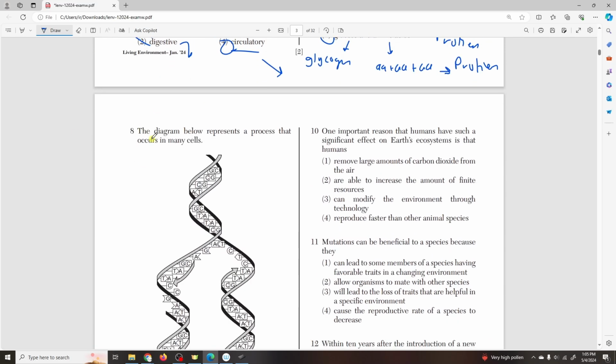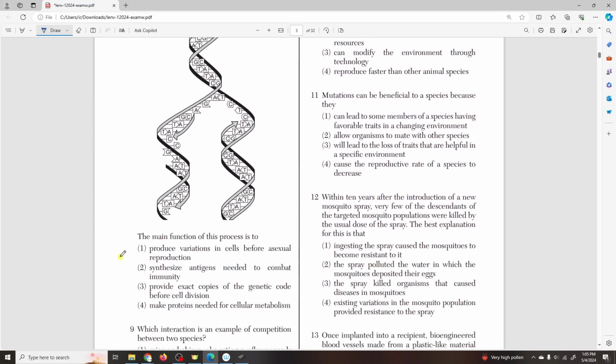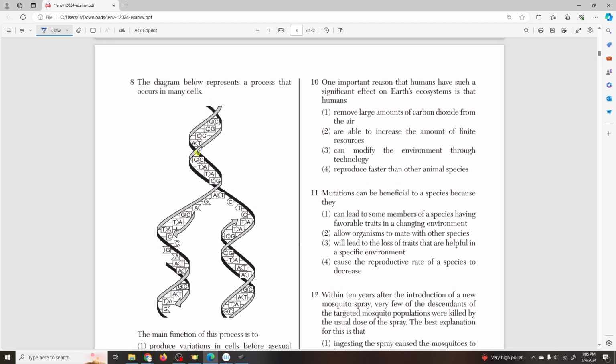molecules, right? So number 8 says the diagram below represents a process that occurs in many cells. The main function of this process is to what? Well, what process is this? This is DNA replication.